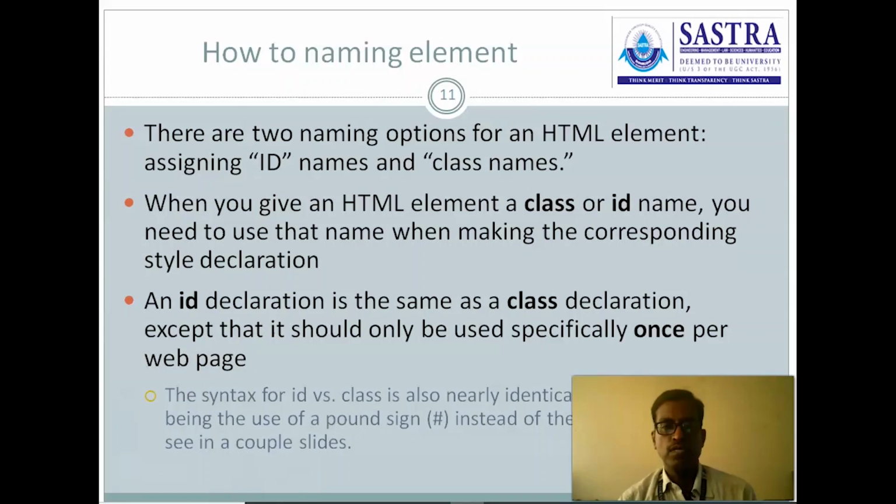I told the difference between the ID and the class. ID should be unique, so only once per web page can you give that property. But class, you can give any number of times. ID is preceded with the hash in the CSS declaration. For class, you need to use a dot in the CSS declaration.